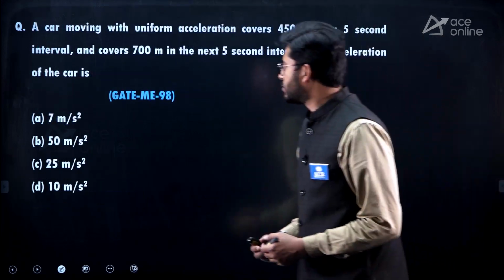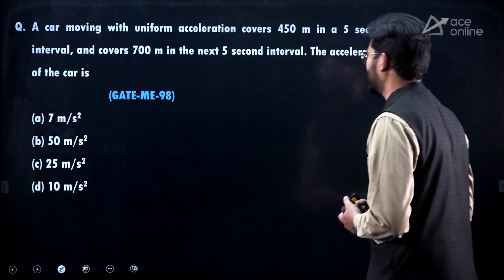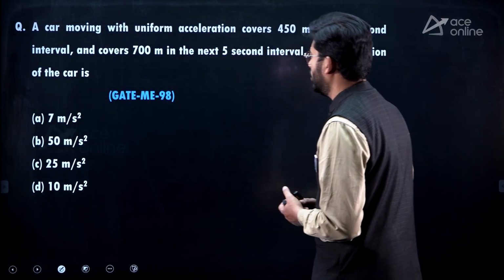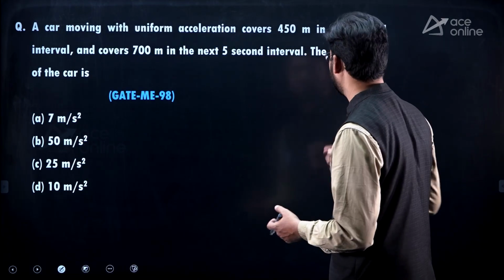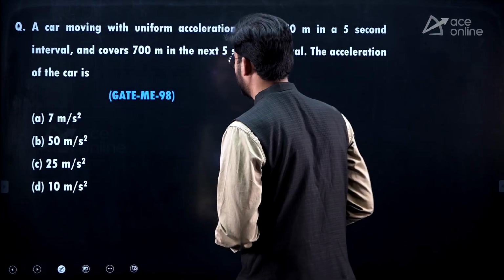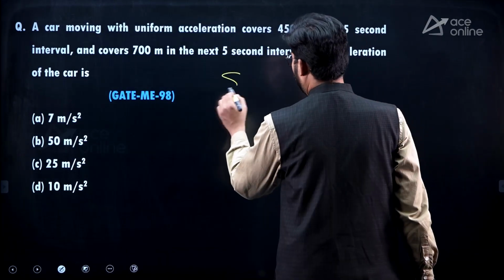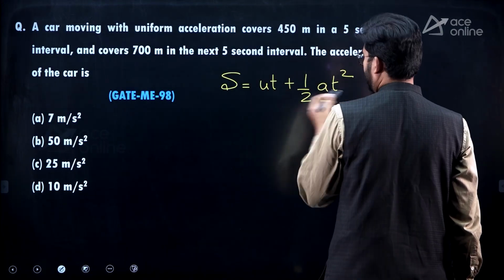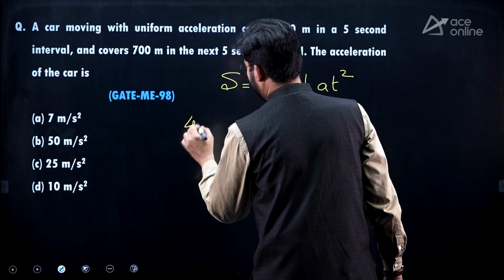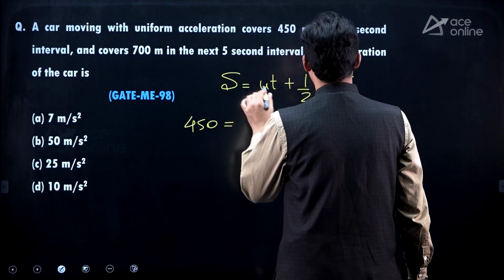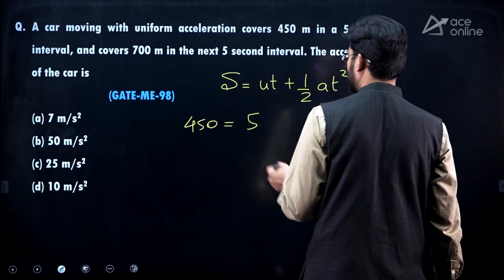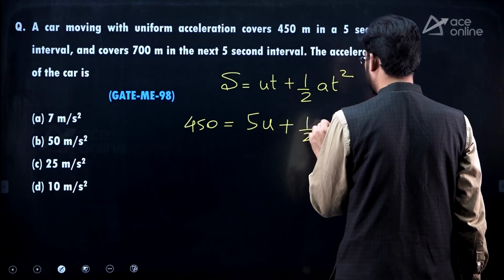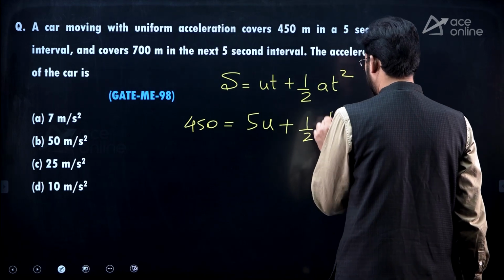Okay. In this question, it says a car moving with uniform acceleration covers 450 meters in a 5 second interval, and in the next 5 seconds it covers 700 meters. The acceleration of the car is dash. So this question is related to straightforward usage of equations of motion, that is S is equal to ut plus half at square. So for the first 450 meters, the time t is 5 seconds, so 5 into u plus half into acceleration, into t which is 5 square.